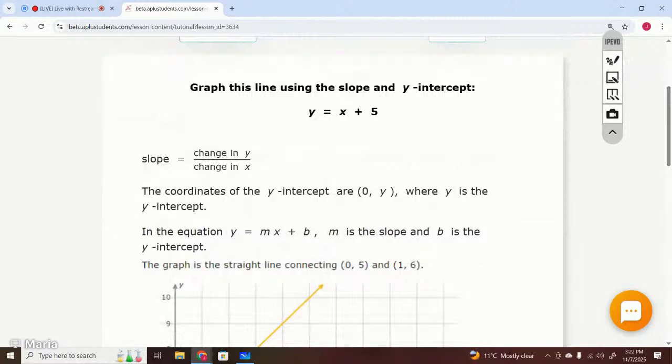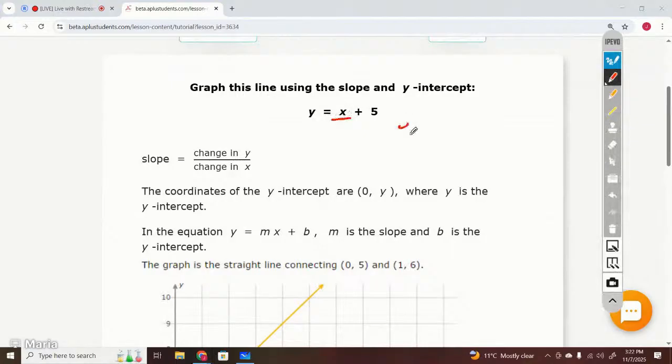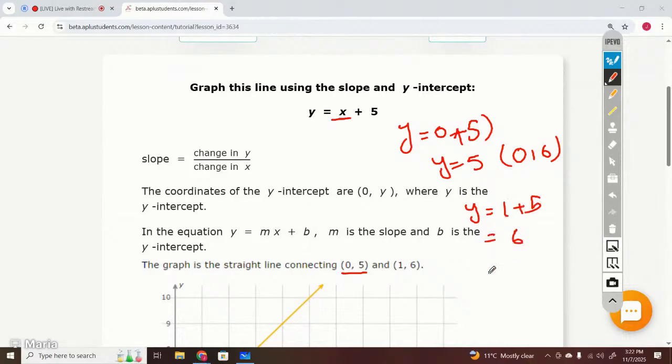The first thing is we need to calculate the y-intercept. For the y-intercept, we need to put x equals 0 in the equation. So when you put x equals 0, 0 plus 5, right? So the point is x is 0, y is 5, right? So we have 0, 5. Now replace the x with 1 for another point because we always use 2 points to plot a graph. That is, when x is 1, y is 6.